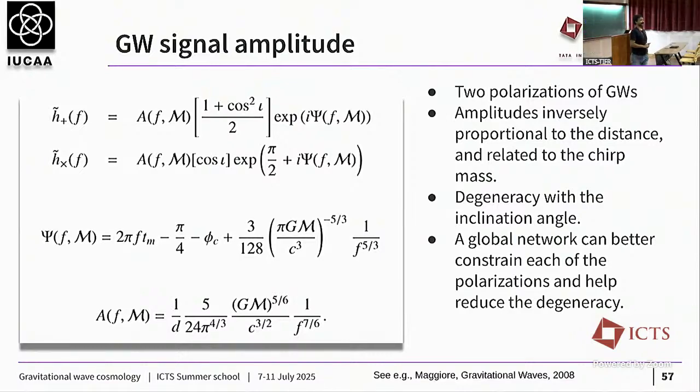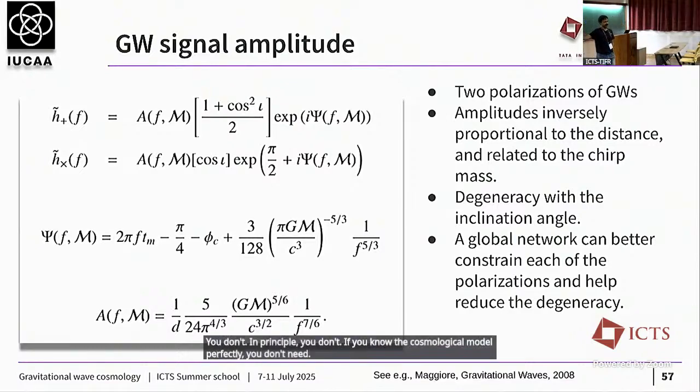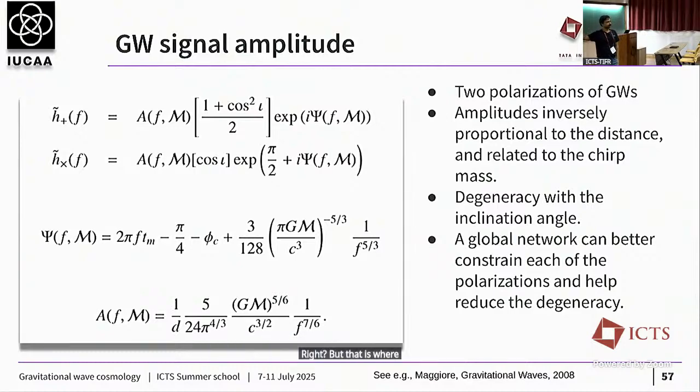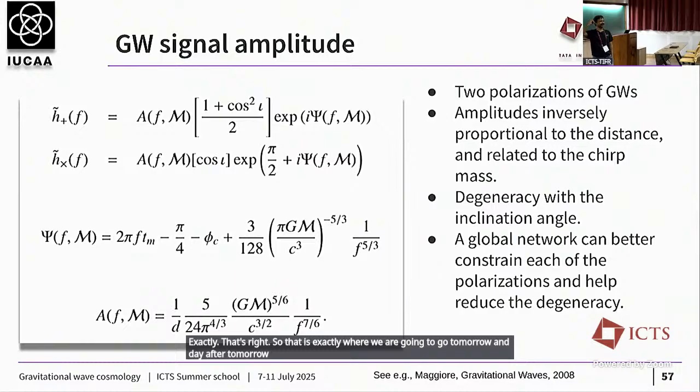In principle, you don't need to, if you know the cosmological model perfectly. But that is exactly where we are going to go tomorrow and the day after tomorrow and further.